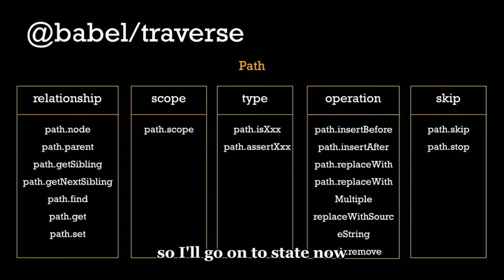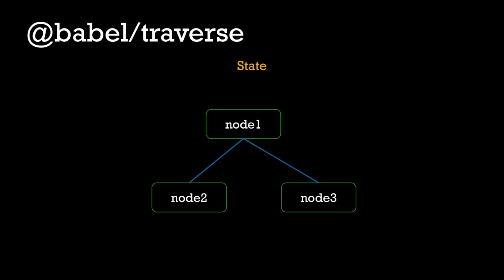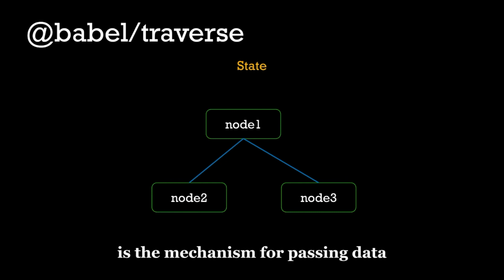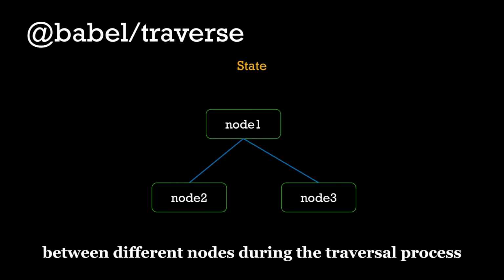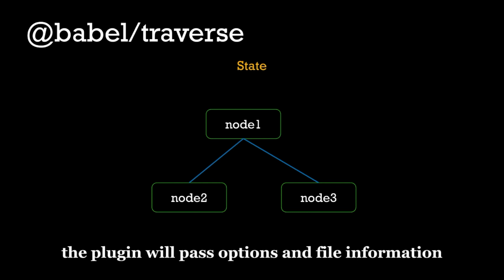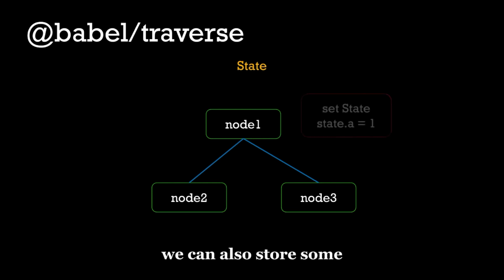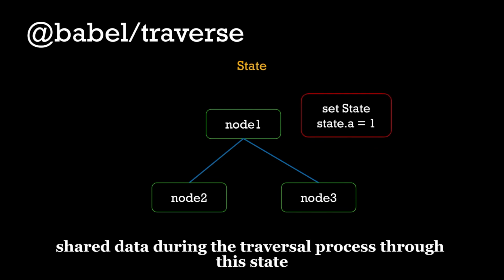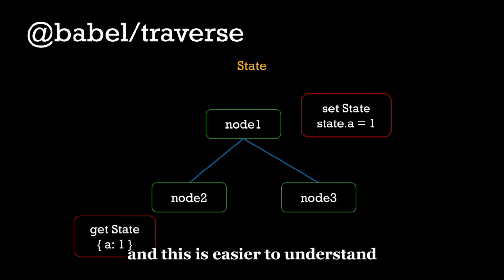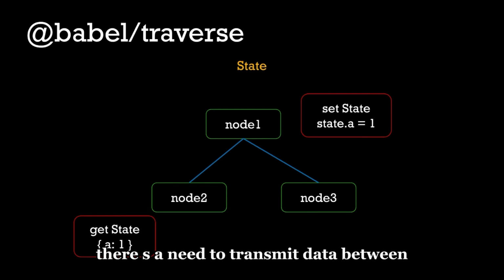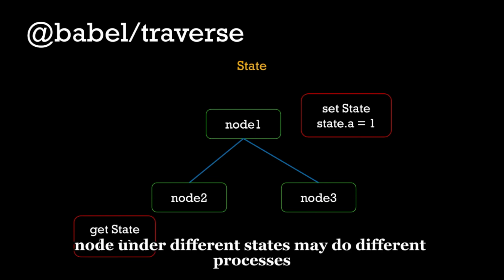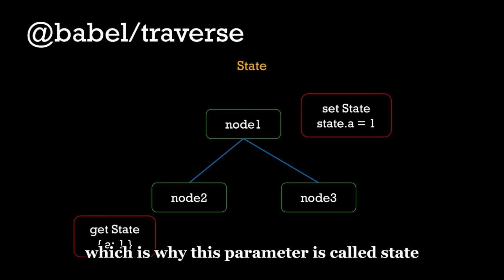So I'll go on to state now. The second parameter, state, is the mechanism for passing data between different nodes during the traversal process. The plugin will pass options and file information through state. We can also store some shared data during the traversal process through this state. And this is easier to understand. There is a need to transmit data between nodes, and nodes under different states may do different processing, which is why this parameter is called state.